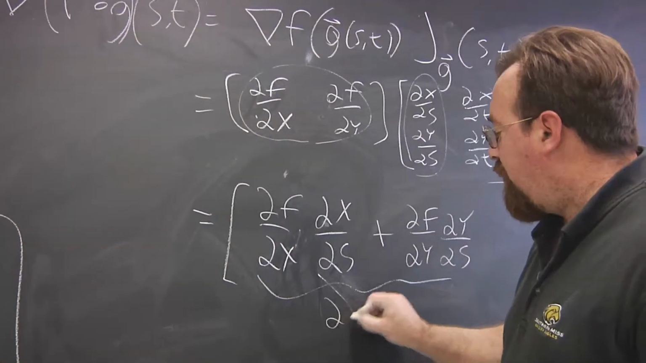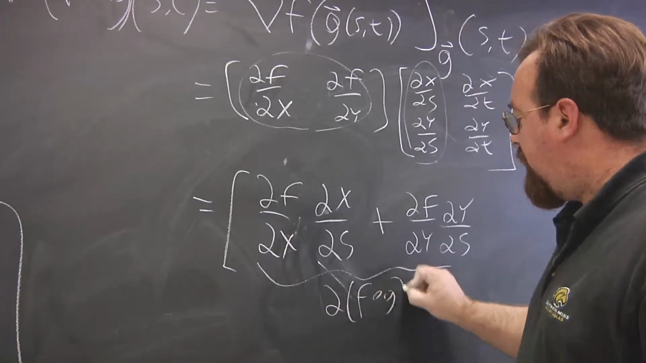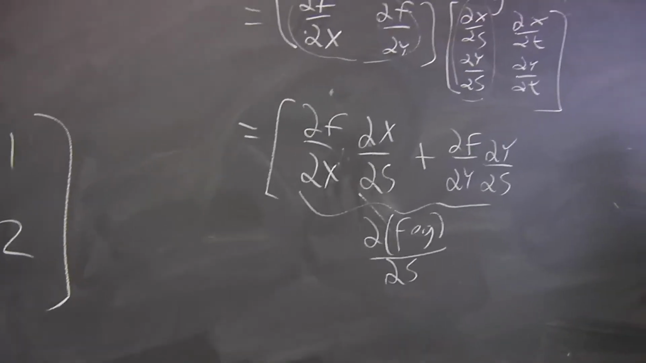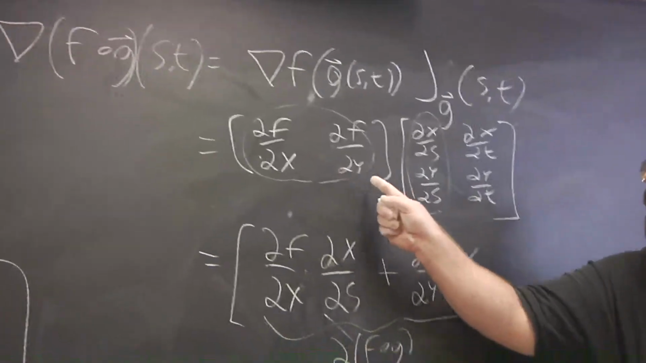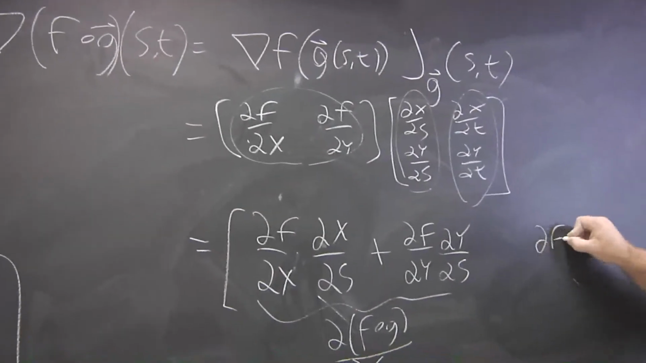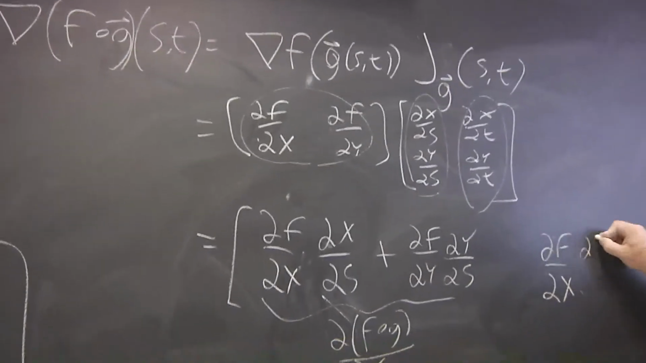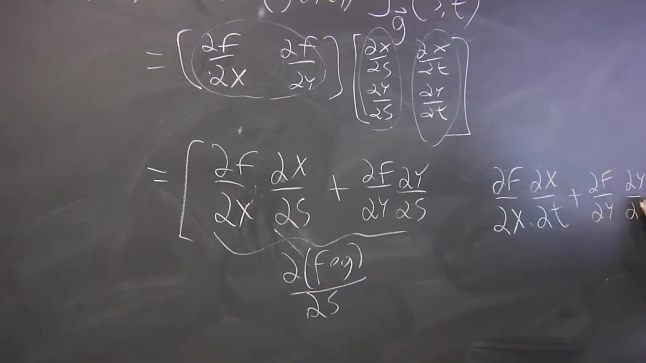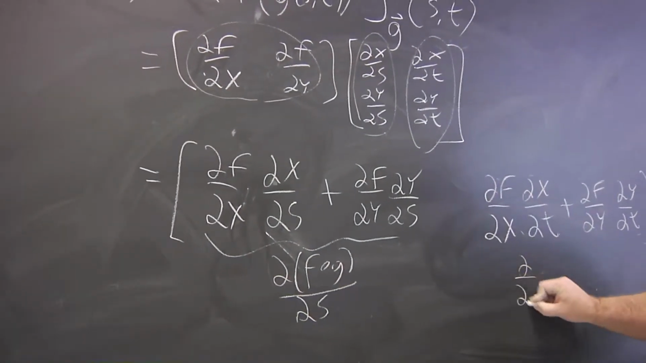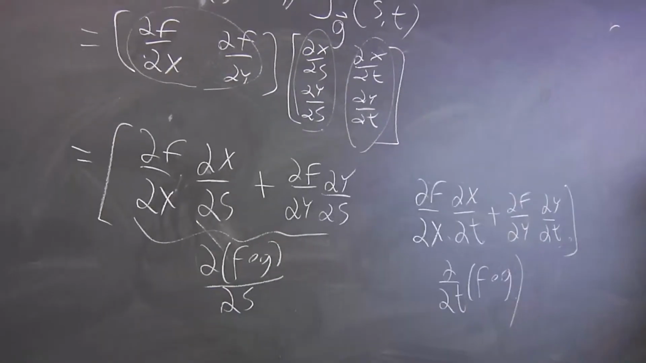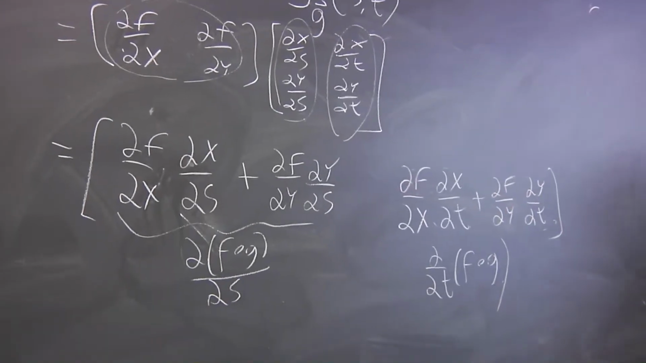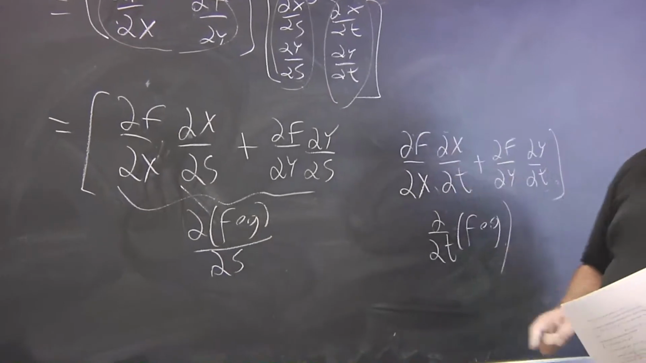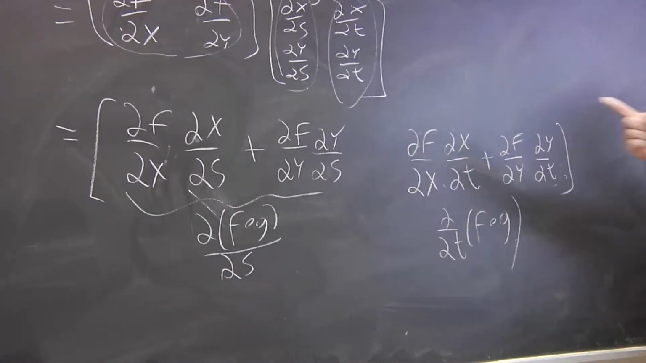So this is the partial of f composed with g with respect to s. So s is covered by this first component. The other component, we take the dot product of this row with this column. So we have df/dx dx/dt plus df/dy dy/dt. So this is the partial of the composition with respect to t. So if you're given any function like this, where you're composing a scalar valued function of two variables with a vector valued function of two variables, this is the formula that you can use.